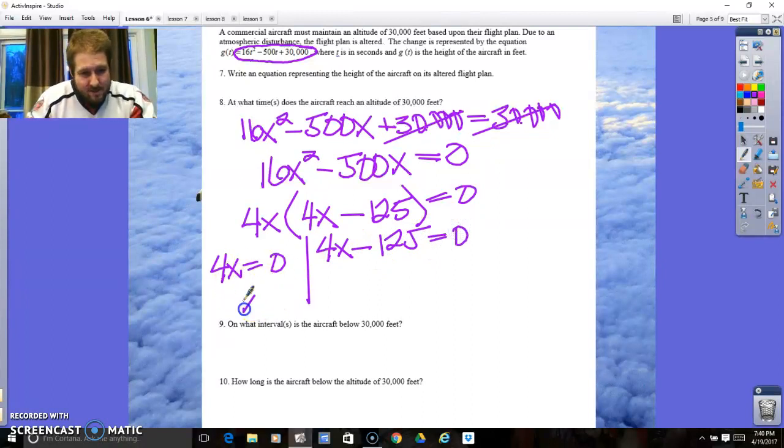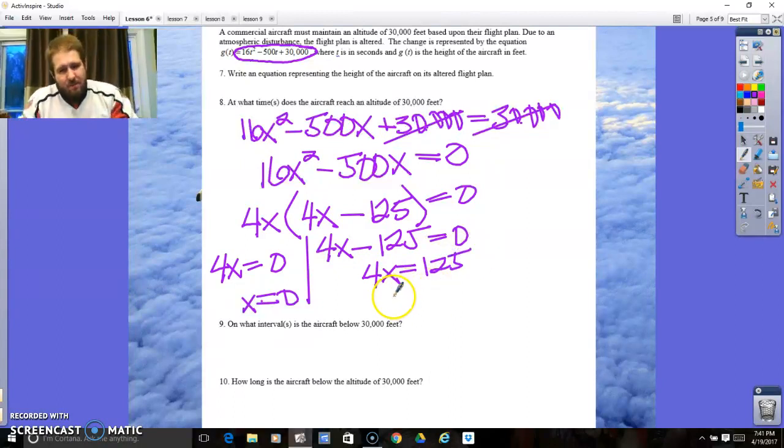All right, so this one's easy. This one's going to be 0 because 0 divided by 4 is still 0. This one's going to be a little bit more difficult. Add 125 to both sides. 4x equals 125. 125 divided by 4 is going to be your answer. That I guess I can put in the calculator.